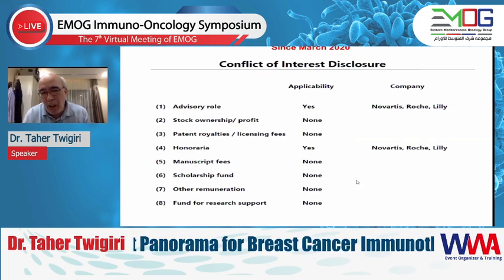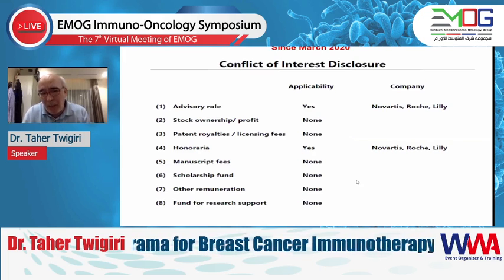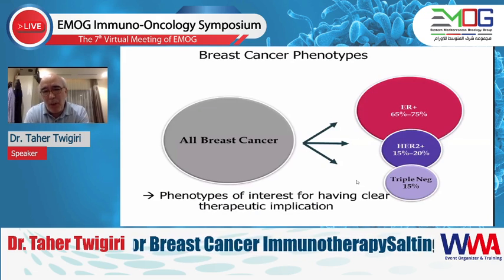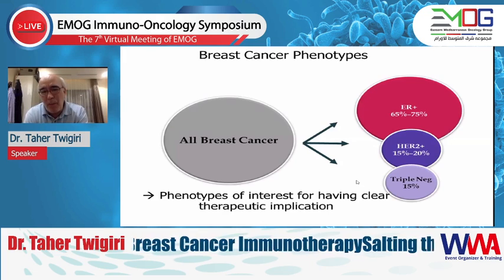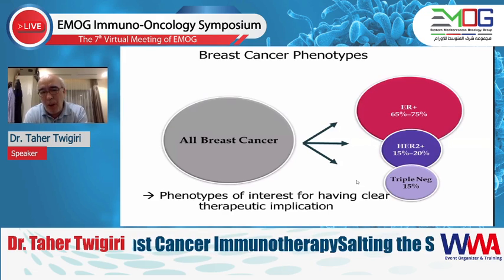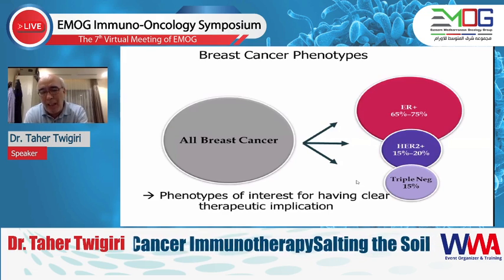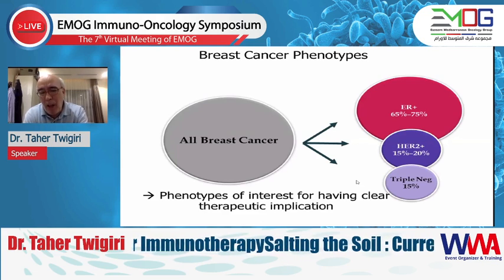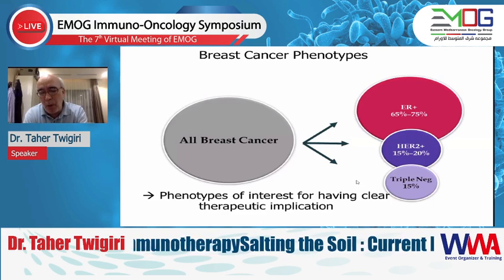Now, as you know, the breast cancer phenotype, as you can see here, the majority are ER positive, HER2 positive disease, at least in the King Faisal, around 16%, and our triple negative is about 12%.